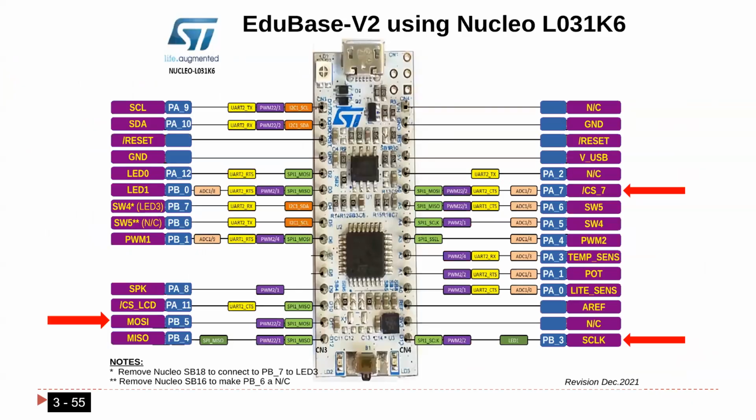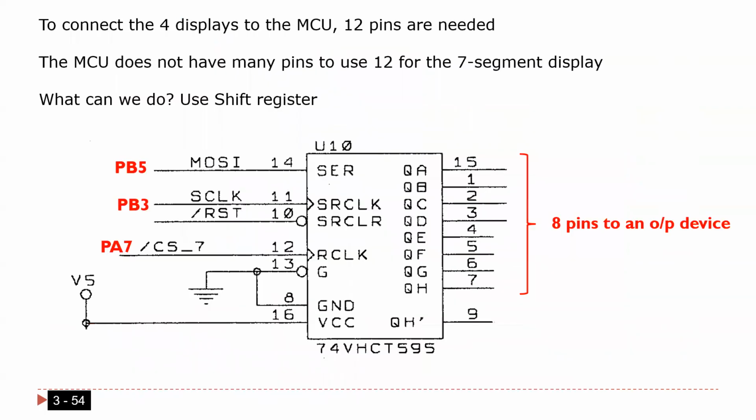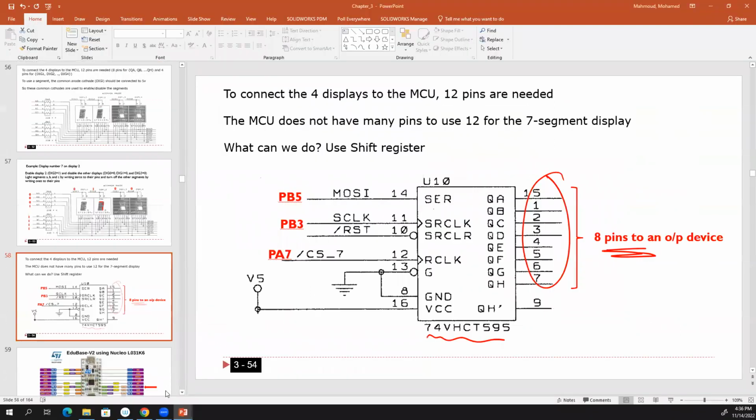You remember, I also used the shift register before, but here, unlike the LCD, where I needed only one shift register, okay? Because every shift register gives you up to eight pins, okay? So in this case, I just want you to understand it.